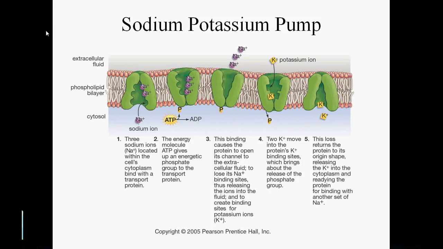One type of active transport that we vaguely discussed earlier on in the semester is the sodium-potassium pump. The sodium-potassium pump uses ATP to pump two important ions, sodium ions and potassium ions, in and out of the cell. So, the sodium-potassium pump is a type of active transport.